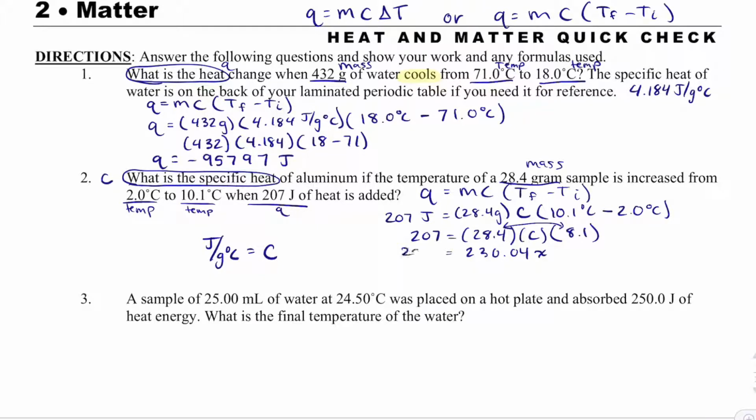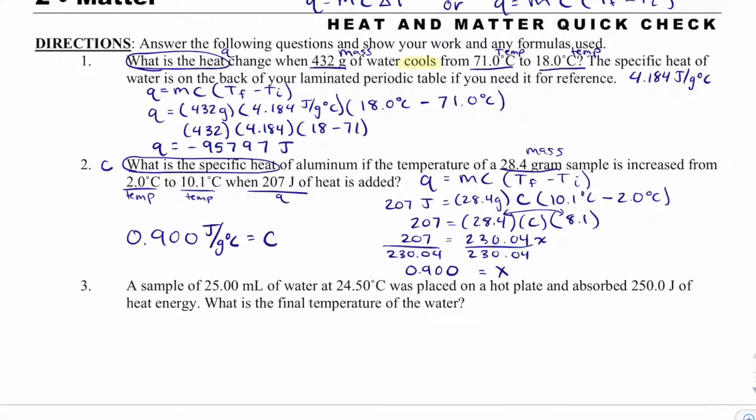Then I'm going to change that variable C to X. That equals 207. To isolate X, I'll divide each side by 230.04. And X is going to be 207 divided by 230.04. And this is aluminum. I actually know the specific heat of aluminum, and it rounds to be 0.9 joules per gram degree Celsius.